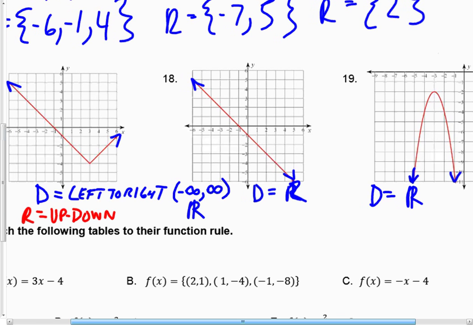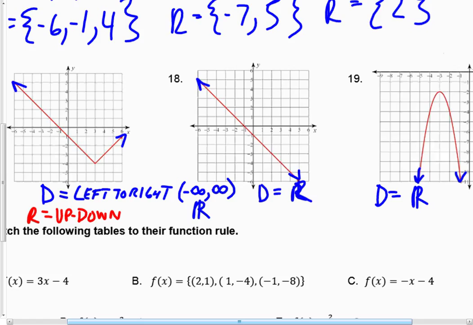So look at the first one. Is this always going to be going up? Do we have arrows? It's always going to be going up. Does it go down? No, it stops right here. What number does it stop at? -4. Circle, -4.